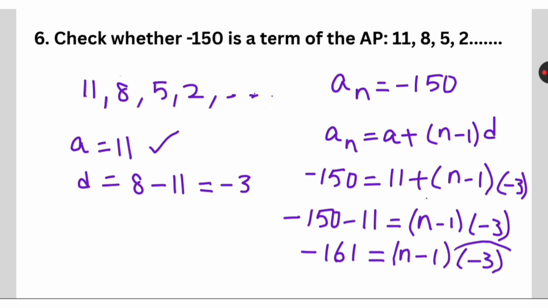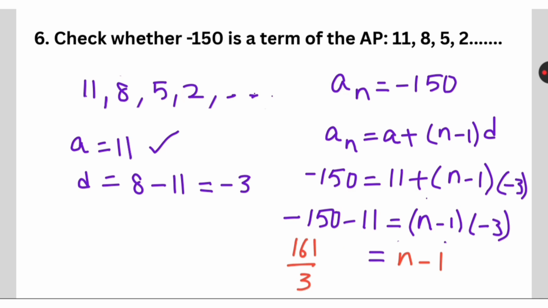Here on the right hand side we have minus 3, so we divide both sides by minus 3. Then the minus 3 gets cancelled, so we are left with only n minus 1 on the right hand side. On the left hand side, minus minus gets cancelled, so we are left with 161 over 3. This minus 1, if we send to the left hand side, becomes plus 1. If you take the LCM, which is 3, the numerator turns into 161 plus 3, that is 164, and the denominator is 3. So finally the n value is 164 divided by 3.